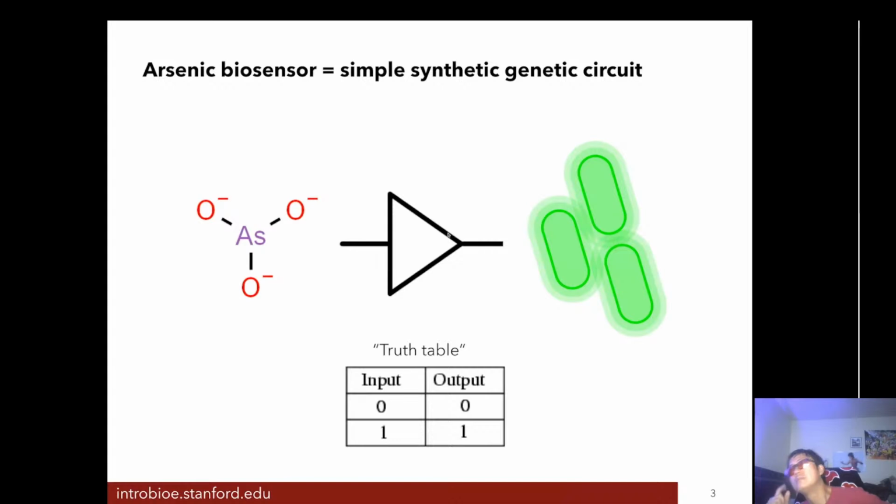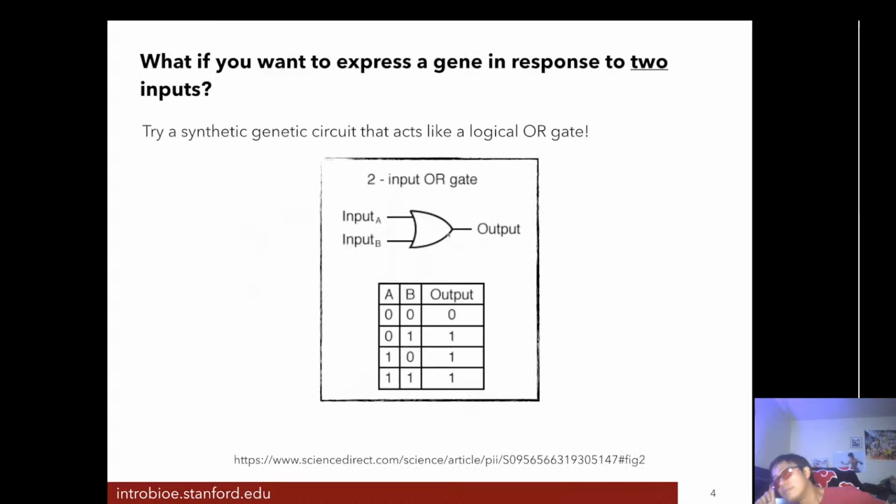Now, what if you want to make a slightly more complicated biosensor that responds to arsenic and lead in the water? Let's say you want it to produce green fluorescent protein in response to either of those two contaminants. Well, you could use a slightly more complicated synthetic genetic circuit to achieve this goal. The type of synthetic genetic circuit I would recommend using for this is called a logical OR gate. OR gates, again, respond to two inputs. And in this case, your inputs could be arsenic and lead. So A might be arsenic, B might be lead.